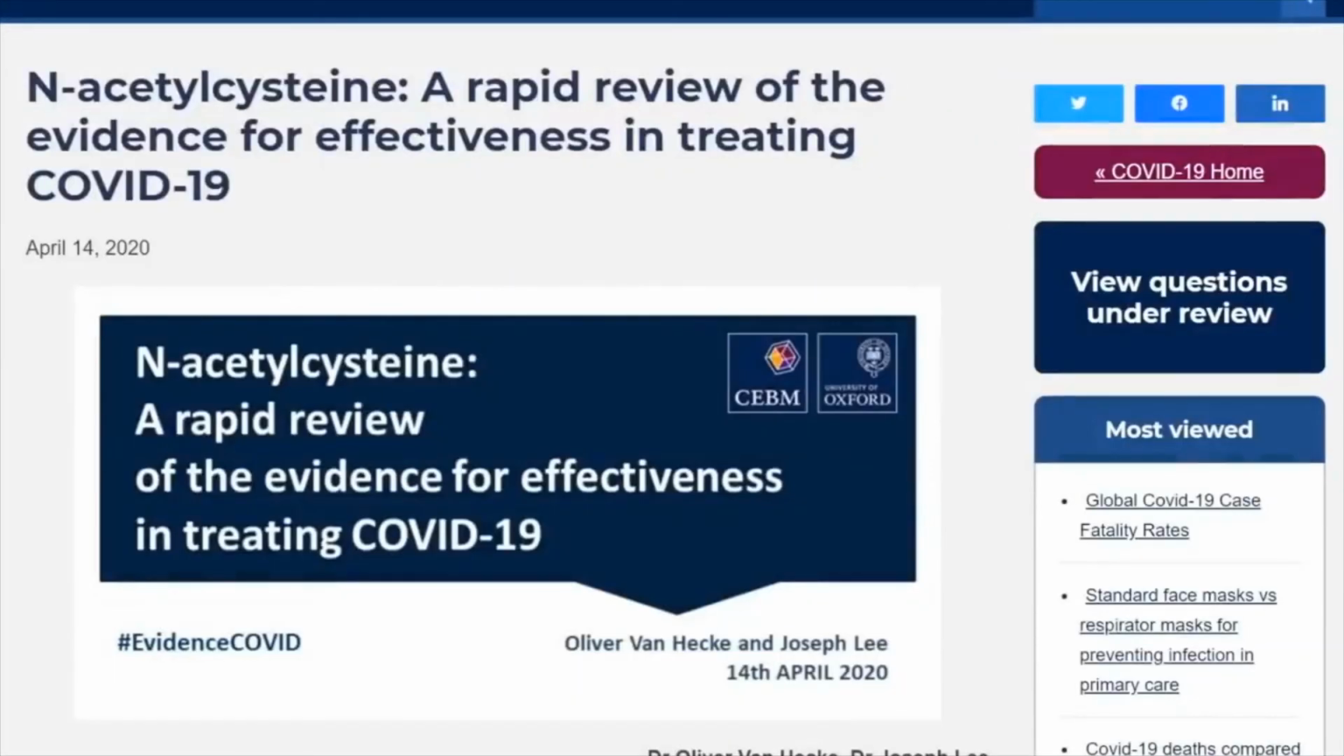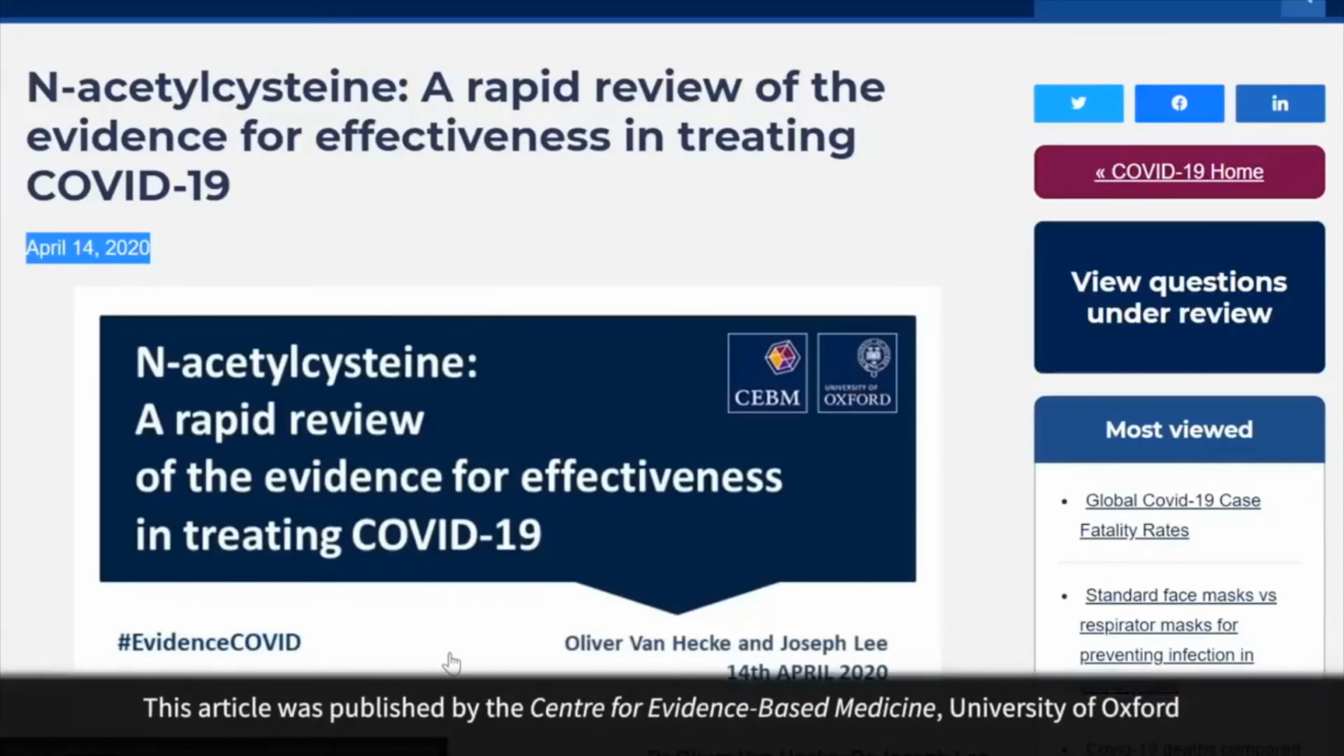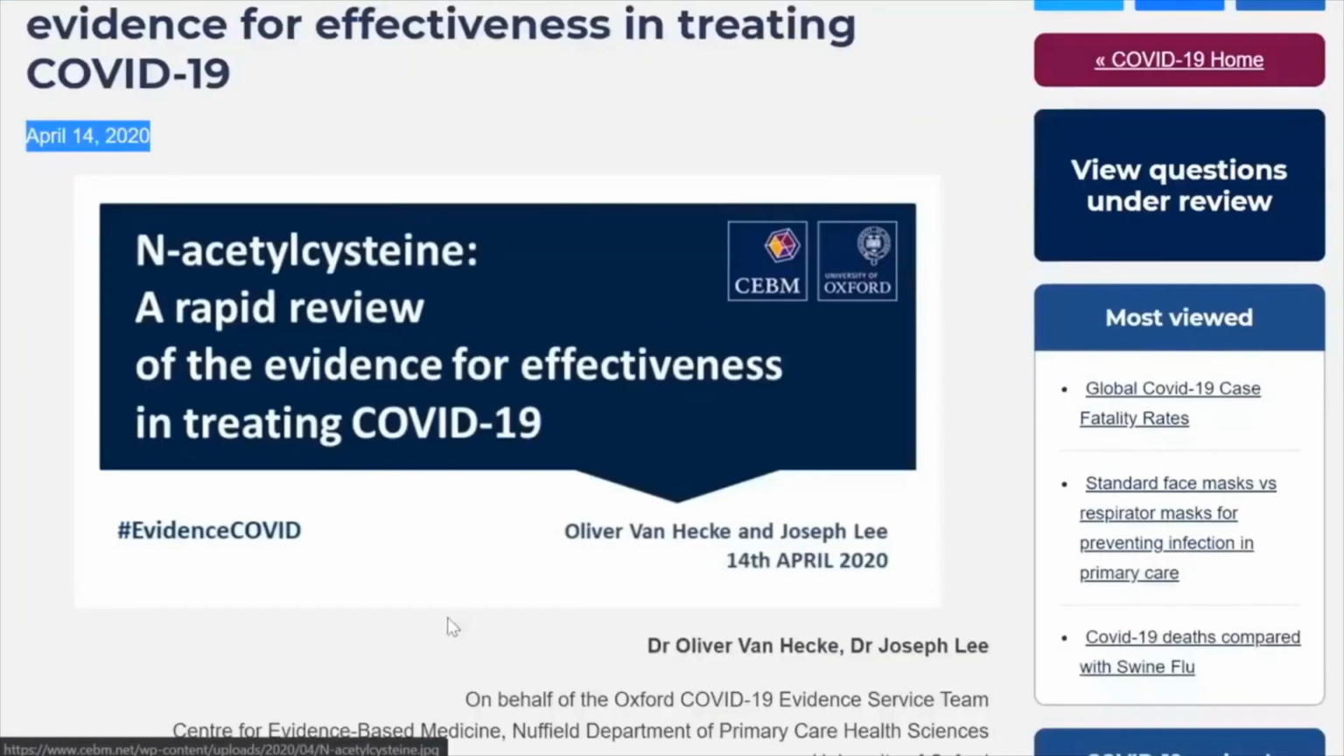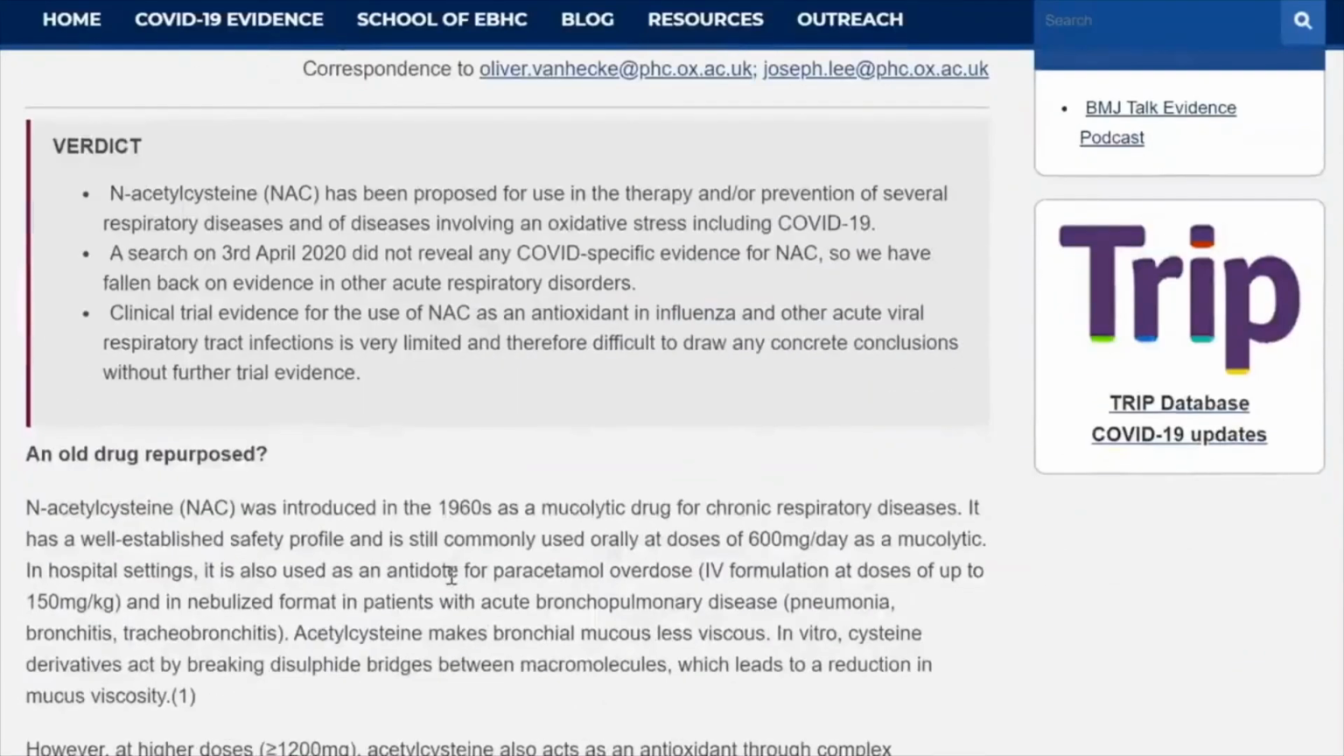So you may ask, well, how come no one's talked about N-acetylcysteine before? Well, here's a review that was done last month on April 14th titled N-acetylcysteine, a rapid review of the evidence for effectiveness in treating COVID-19. And they do go through a very nice review where they look at NAC for acute respiratory disorders. But again, this is before we really understood that maybe COVID-19 is not just a respiratory disorder, but it's maybe also a vascular disorder causing thrombosis, which is causing a lot of the hypoxemia.